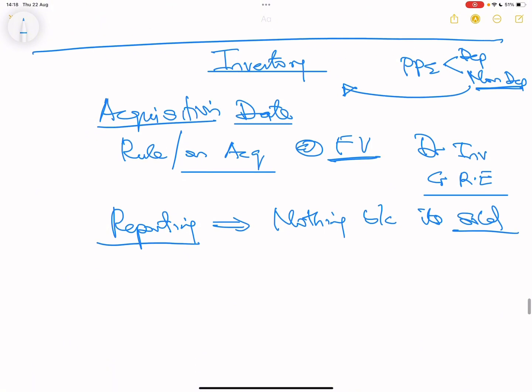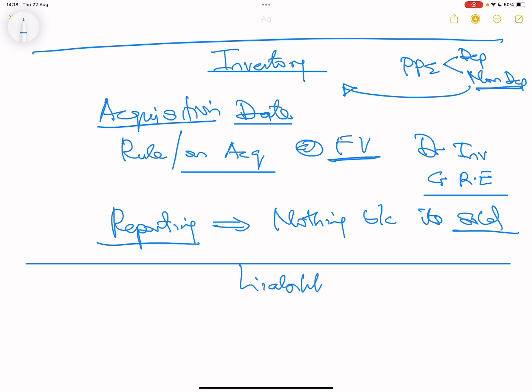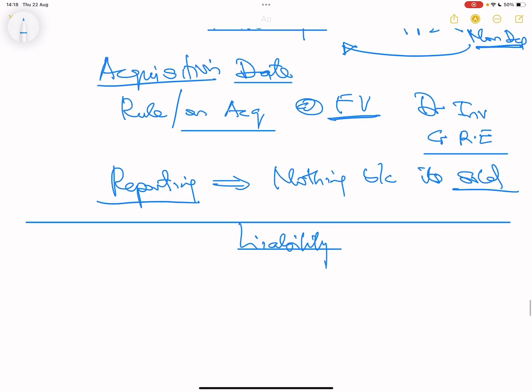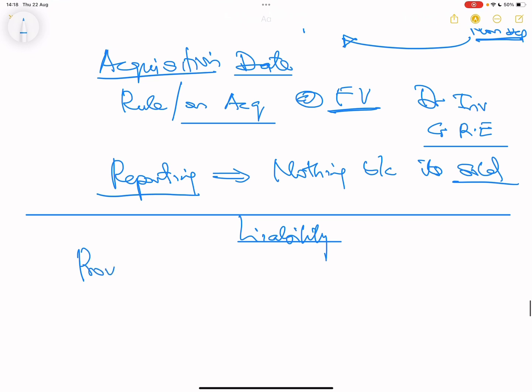It's as simple and straightforward as that. Another item that we'll look at is liability. Very important. The same principle is applicable here. The popular one you will be given will always be provision. Provision. And this is pretty straightforward.